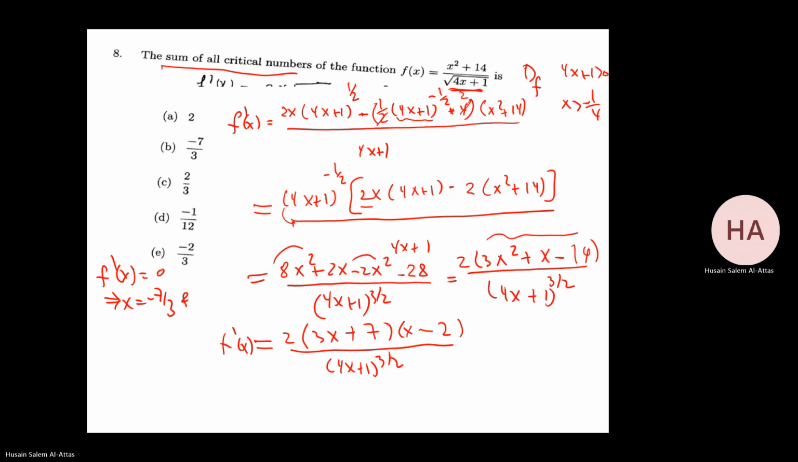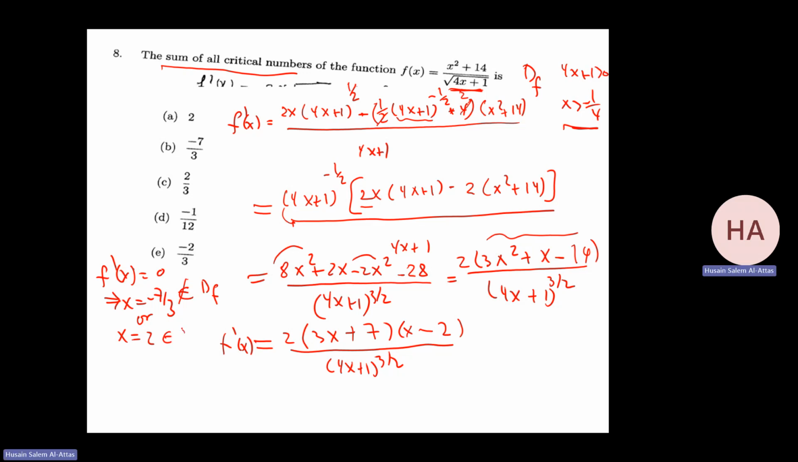Or x equals 2. Is this one in the domain of f? This is the domain of f: x greater than minus 1 over 1. This does not belong to the domain of f, so it's out, so it's not a critical number.